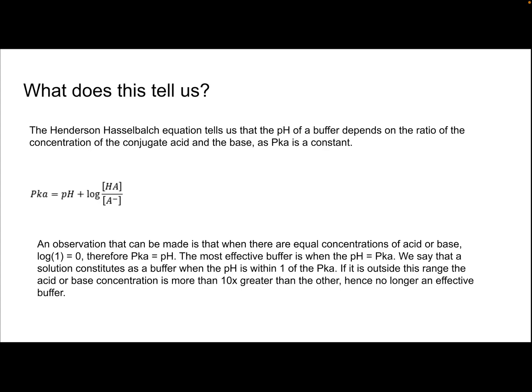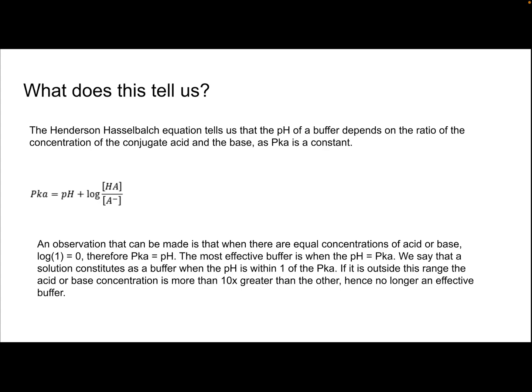We generally say that the solution will constitute a buffer, which is effective at resisting large changes of the pH for small additions of acid or base, when the pH is within plus or minus 1 of the pKa. If the pH is outside of this range, then either the acid is 10 times greater than the concentration of the base, or the base is more than 10 times greater than the concentration of the acid. Since there's a very, very large difference in the concentration of the acid and the base, this is no longer an effective buffer because the addition of an acid or a base will not be really effective.